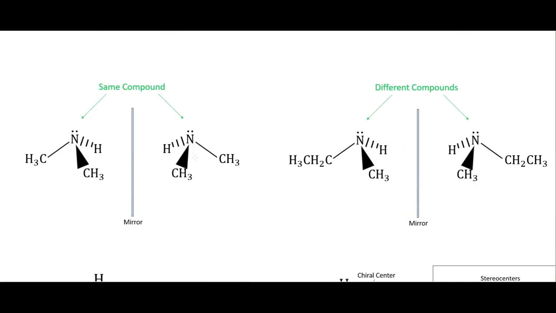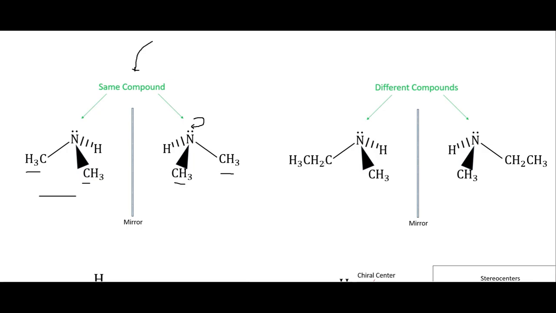So this is just another example here. These are the same compounds. A hallmark of seeing that these are the same compounds is that two of these substituents are the same thing. Those are both methyl groups. These are both methyl groups. And so we have this mirror image. If we just turn this one around by 120 degrees, we could superimpose it on this one here.